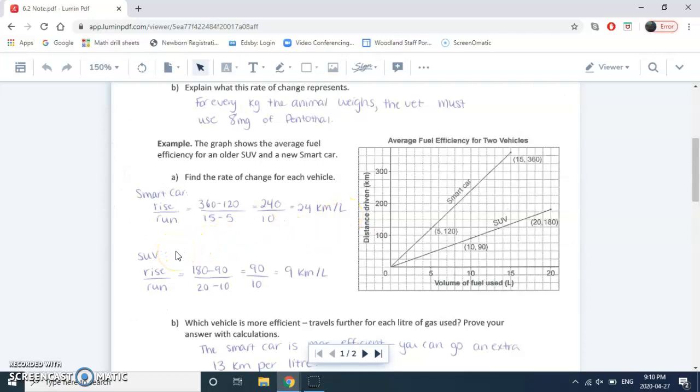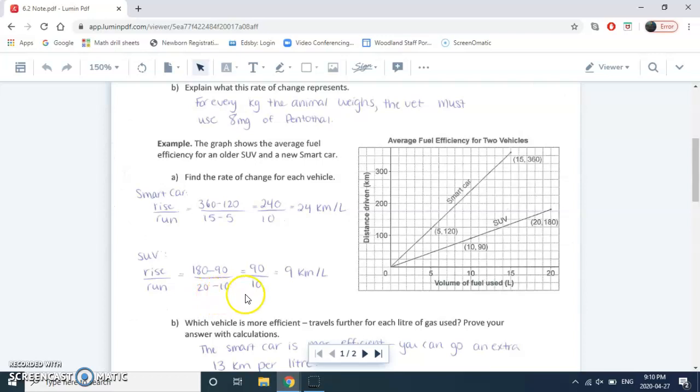Now we're going to find the rate of change for our SUV. So we're now looking at this line here. So we have 10 and 90, and 20 and 180. So again, we're going to start with our higher number. So 180 minus 90 will leave us with 90. And 20 is our bigger number for our x values, our x coordinates, and 10 for our other x value.